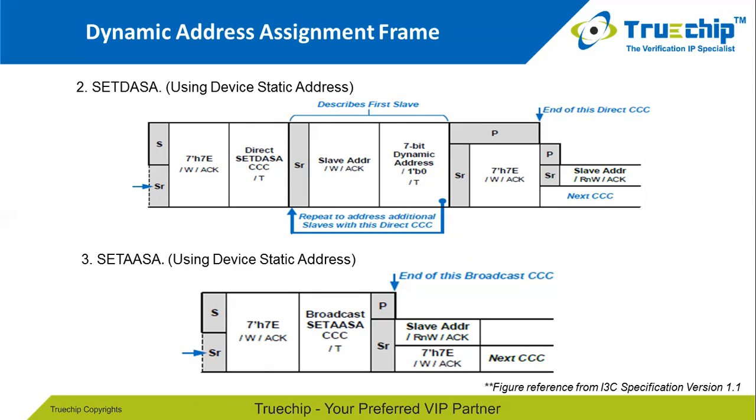The third method is SETAASA. This CCC allows the master to request that all the connected slaves use their known static address as their dynamic address. This is the fastest method to assign I3C dynamic addresses to all the slaves with static addresses.